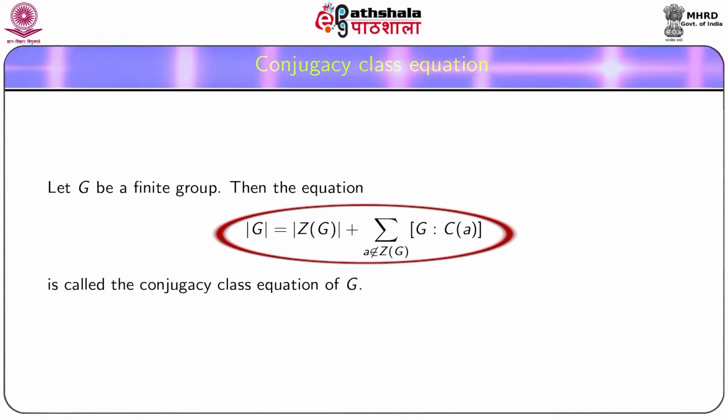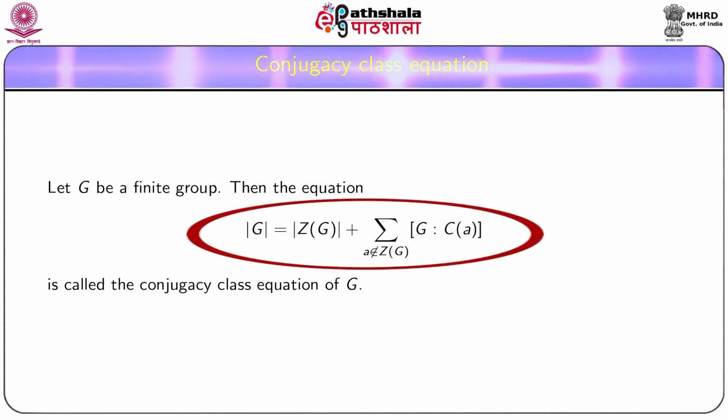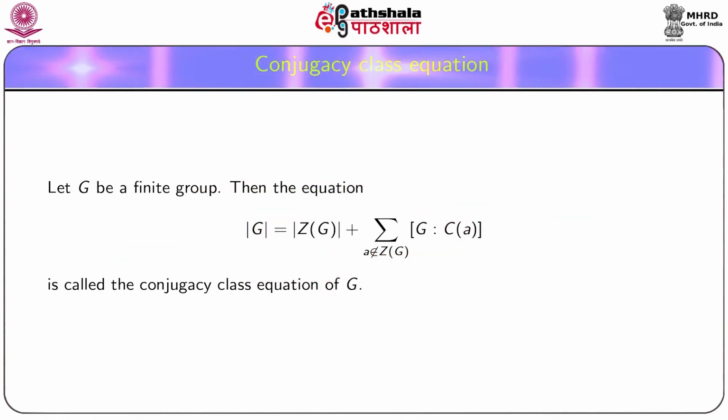This is important because it gives a relation between the order of G and the order of Z(G), particularly when G is non-commutative.